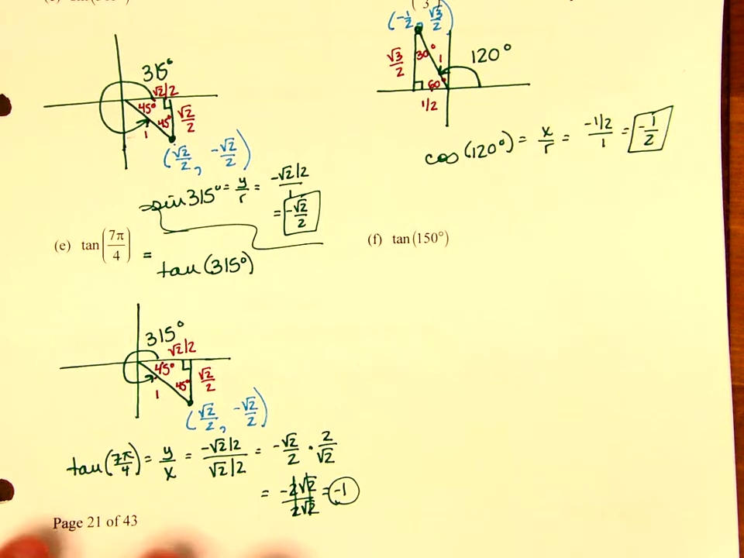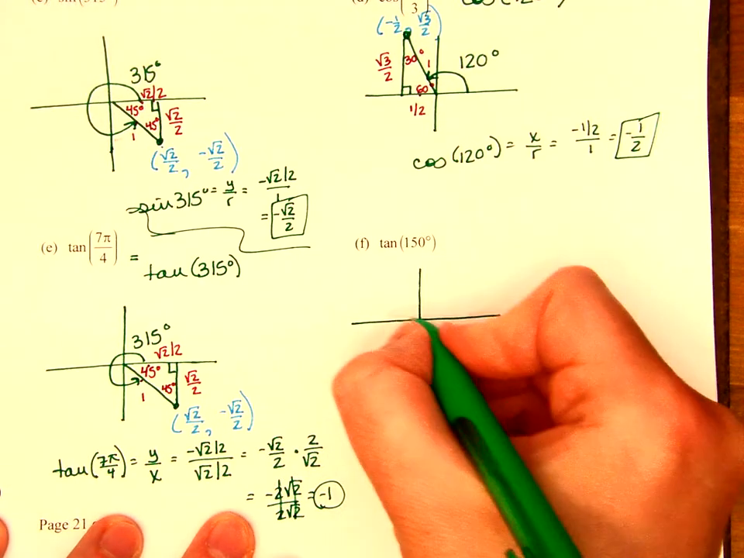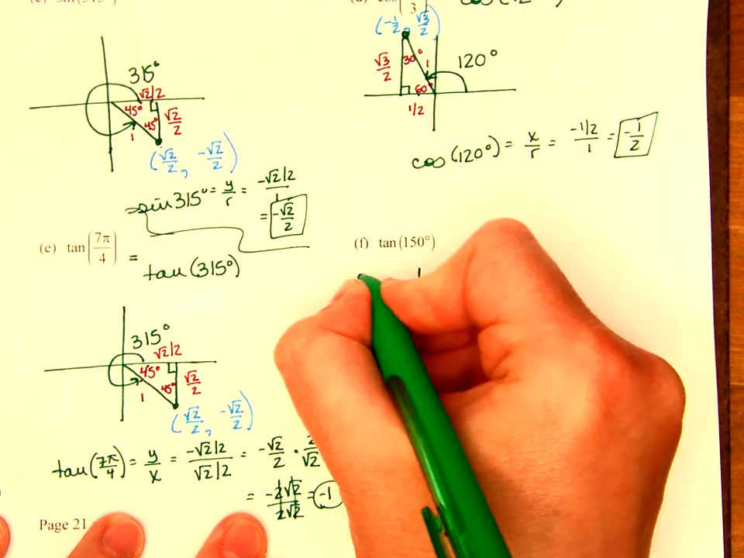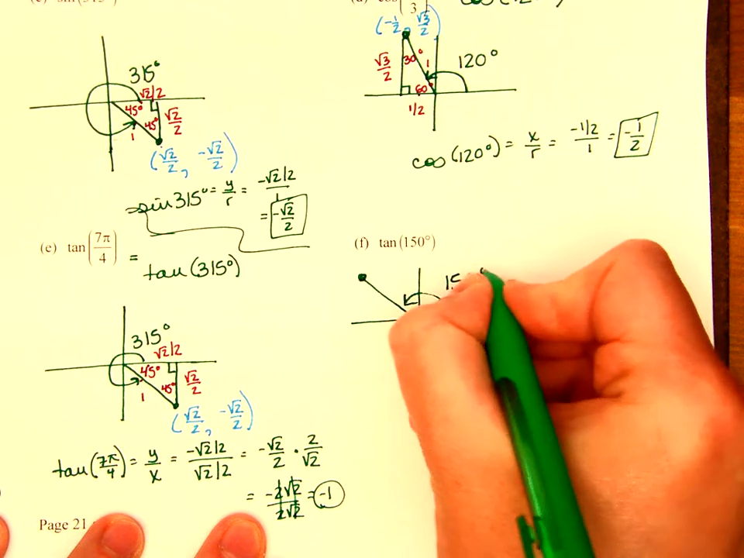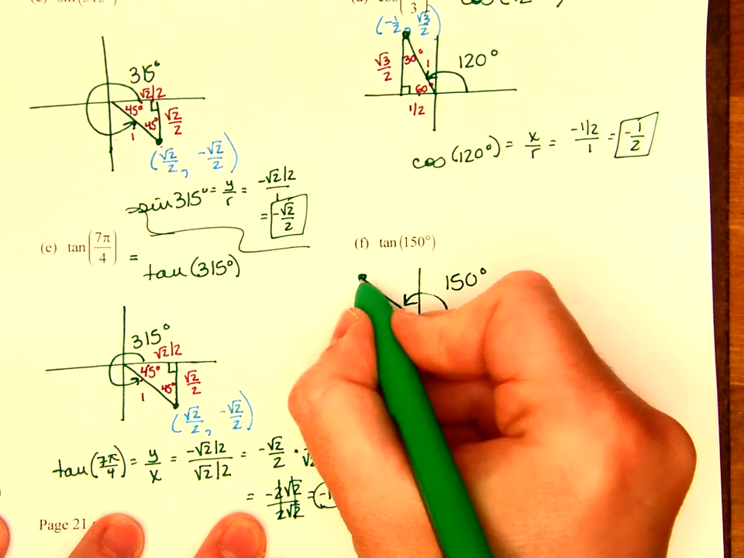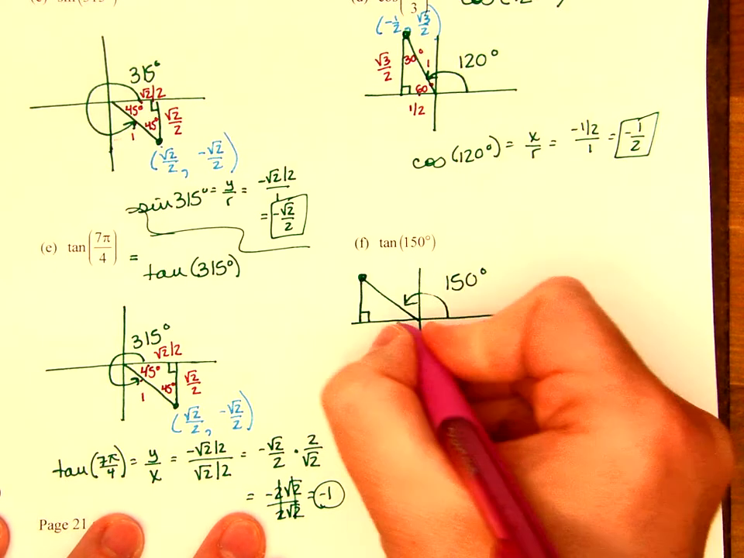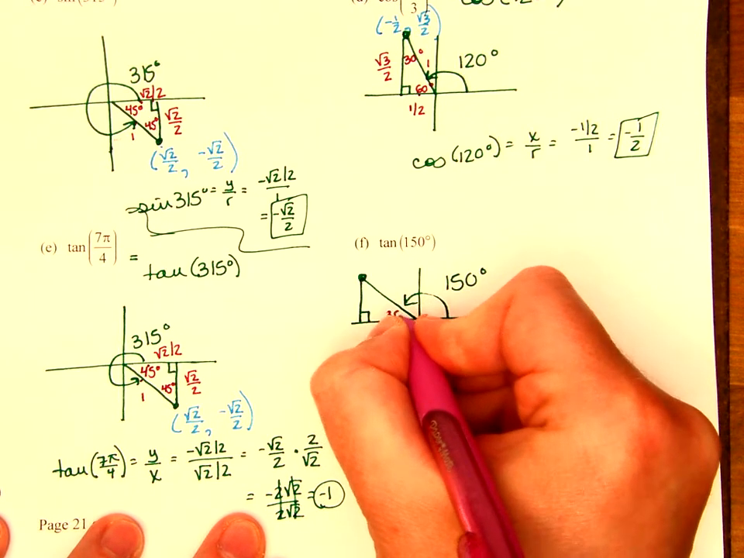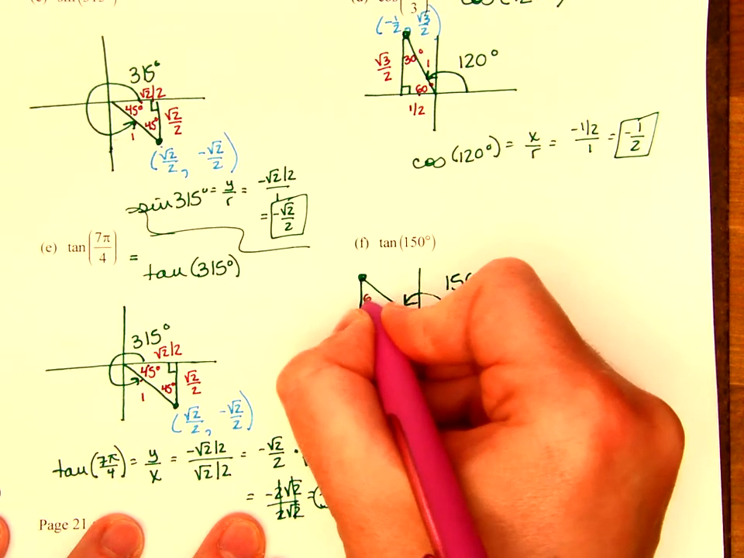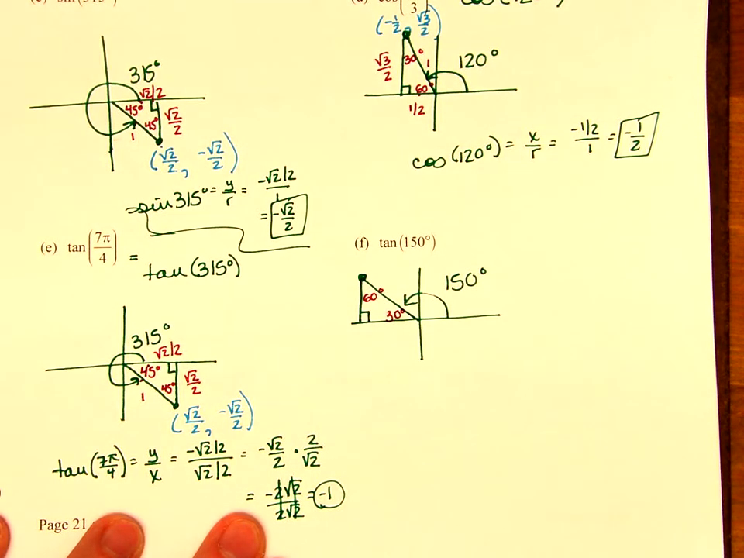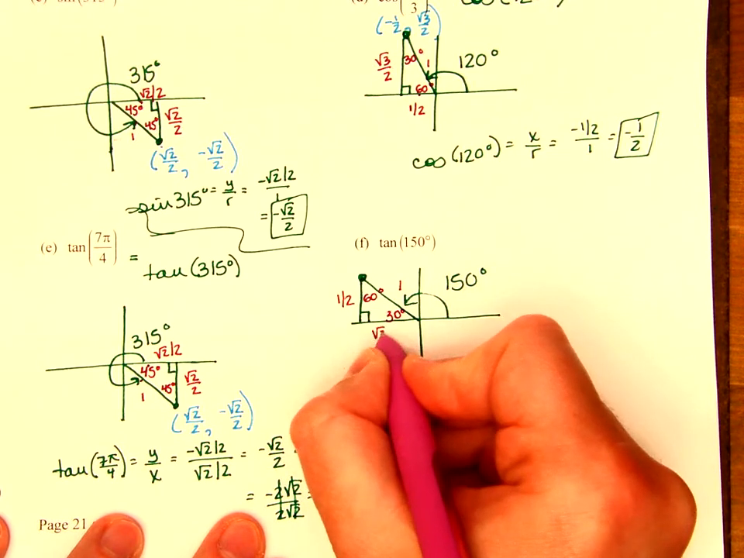Let's take a look at the tangent of 150. I'm going to draw in 150 over here. That angle is 150 degrees. I'm going to make my right triangle like that. I know that this angle over here is 30 because to get from 150 to 180, you have to add 30. I know this angle is 60. So I can go and fill in my sides. Across from 30 is a half. Across from 60 is root 3 over 2.